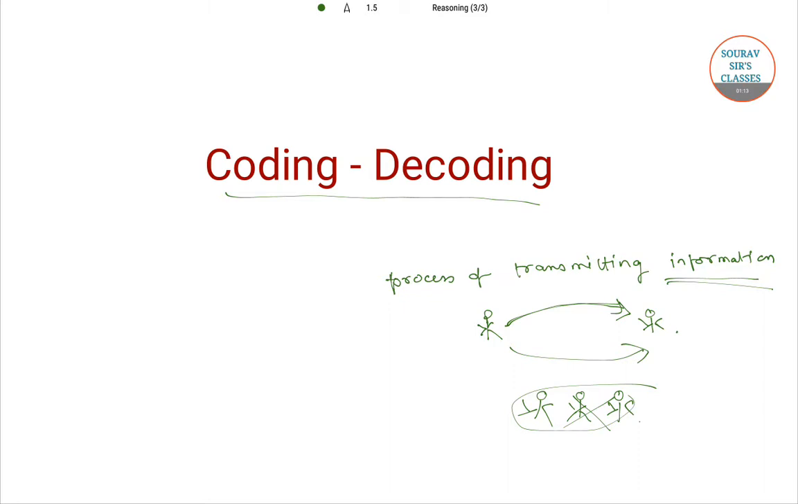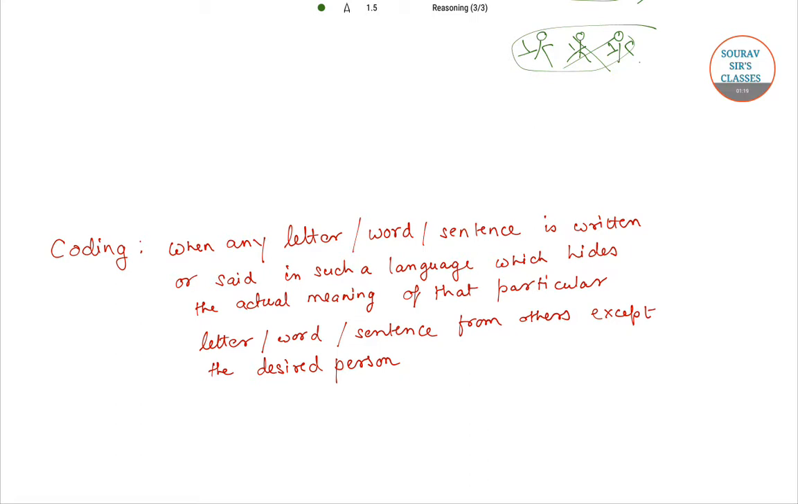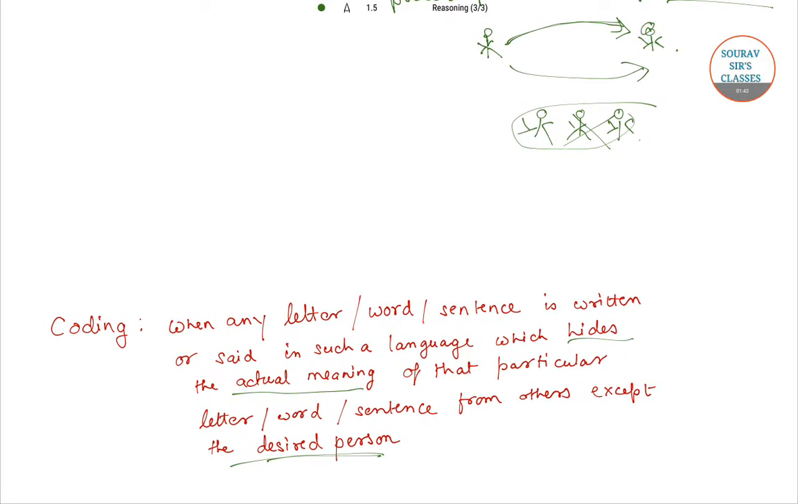Now, let us define what is coding. Coding is defined as when any letter, word or sentence is written or said in such a language which hides the actual meaning of that particular letter, word or sentence from others except the desired person. So, as I've said before, coding is done in such a way that only the desired person understands what's written in that letter, word or sentence, and other persons do not understand it.